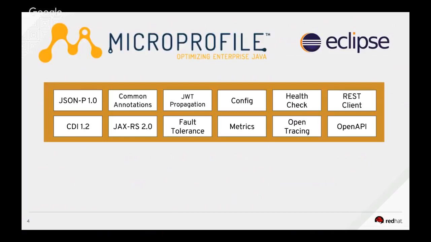Config is about externalizing your configuration, so you don't have to tie a configuration specifically to your application in one particular context. Health check is a particularly interesting one because the idea is you expose a health endpoint. And if you're running on a cloud environment like Kubernetes and OpenShift, those environments take a look at health check endpoints and know if they should continue to direct traffic to that service.